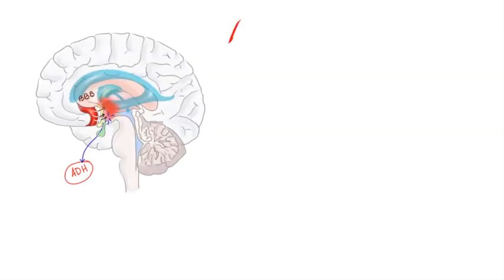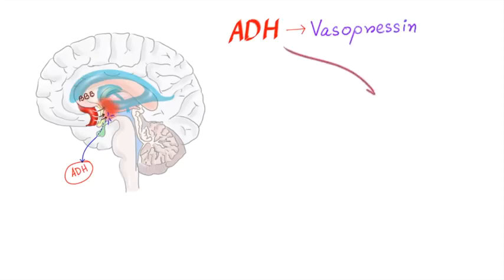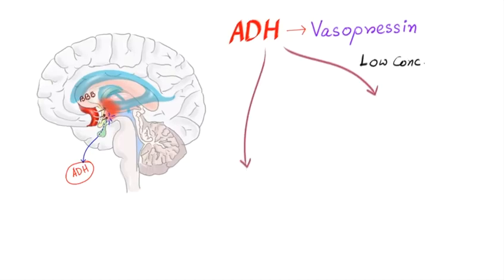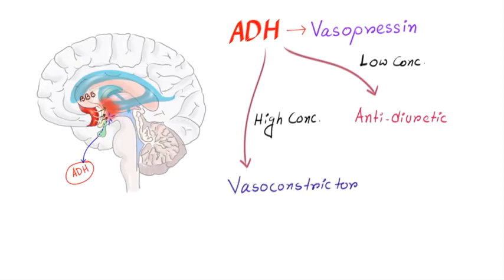Now let's see how ADH works. Here I would like to give you another important piece of information. As you know, the other name of ADH is vasopressin because it can cause vasoconstriction. But to produce antidiuresis, a small amount of ADH is enough, whereas for vasoconstriction, it needs a larger amount of ADH. So in low concentration, it acts as an antidiuretic hormone, and in high concentration, it acts as a vasoconstrictor.